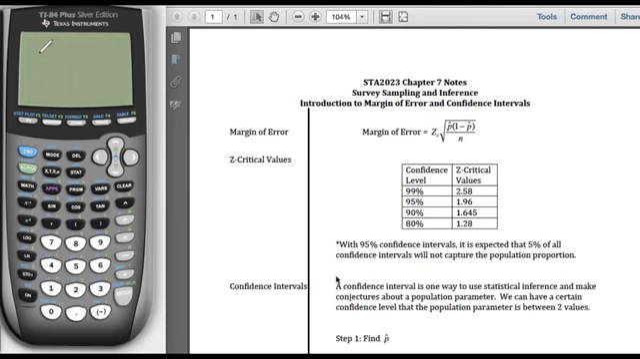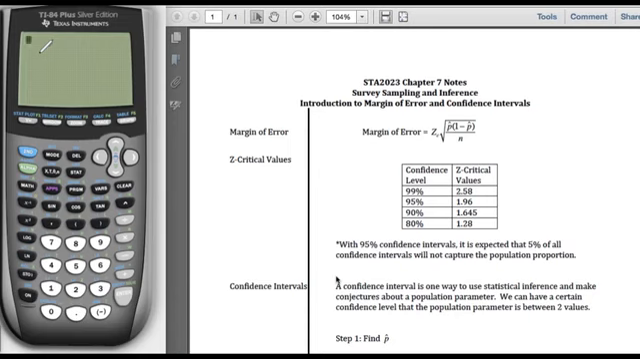In this video, we're going to look at margin of error and confidence intervals. And to me, this is one of the most important ideas of this course. We're meeting a major goal of using a sample to make an assertion about the population. And that's what we're going to end up doing with our confidence interval.